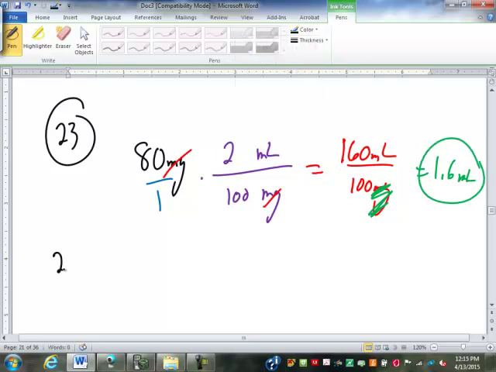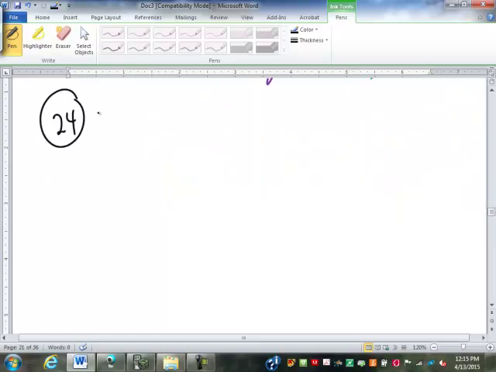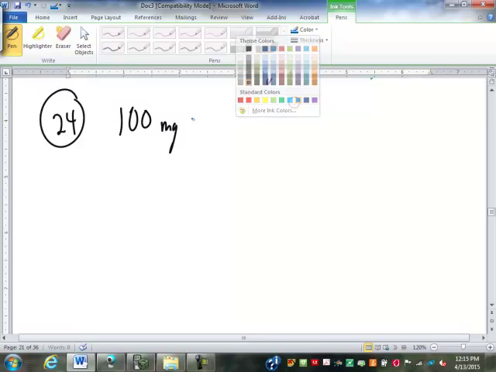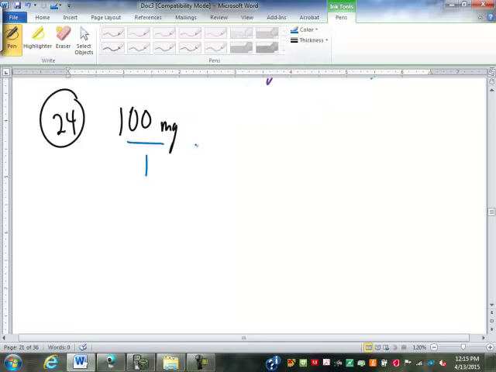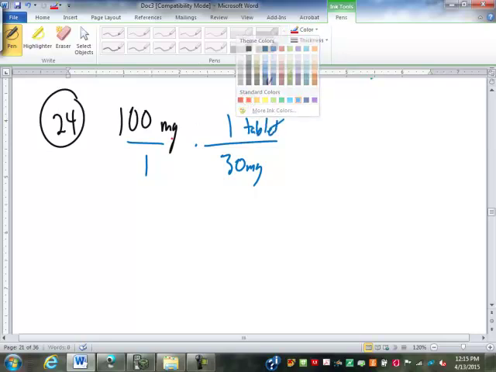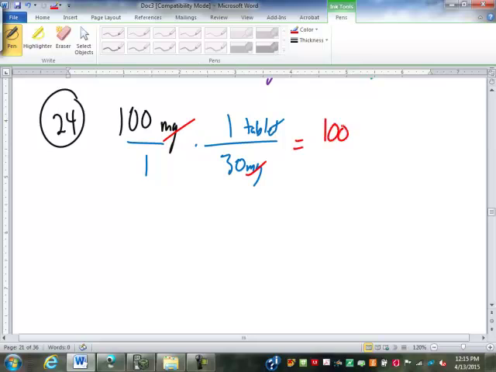And finally, number 24. I know, I sound way too excited about that. Mr. Jones receives 100 milligrams by mouth of Inderal. You have Inderal 30 milligram scored tablets. So we're going to make this over 1. 30 milligrams will go on bottom per tablet. So the milligrams cross cancel. You have 100 tablets over 30, which is 3.33 tablets.